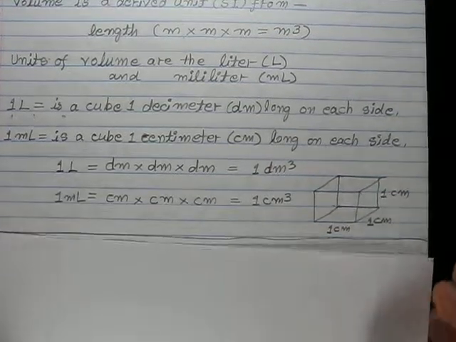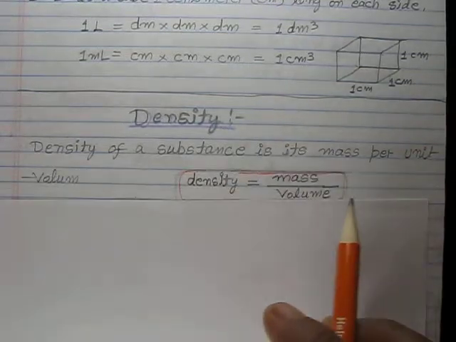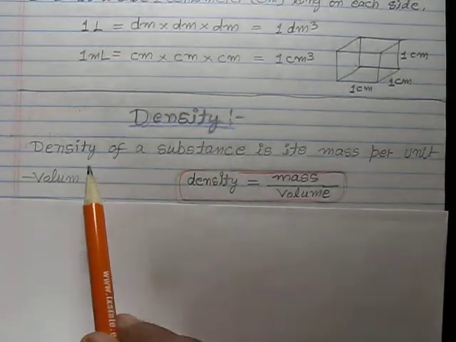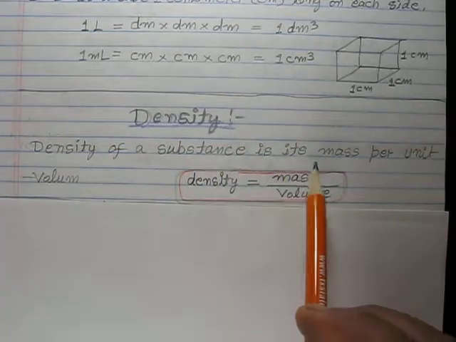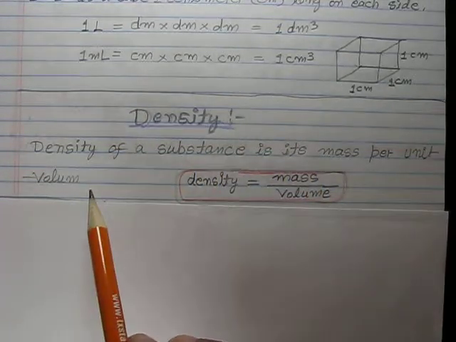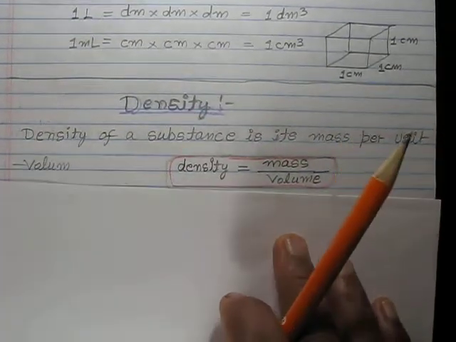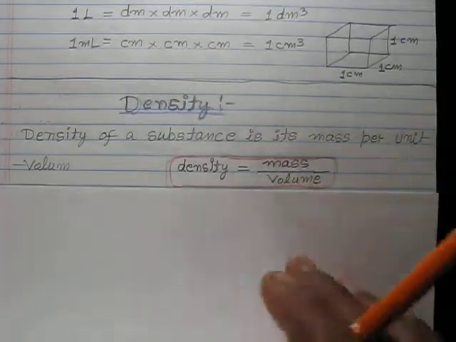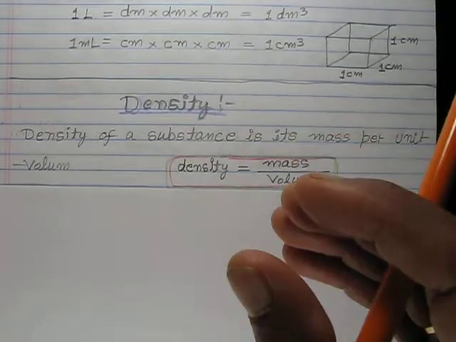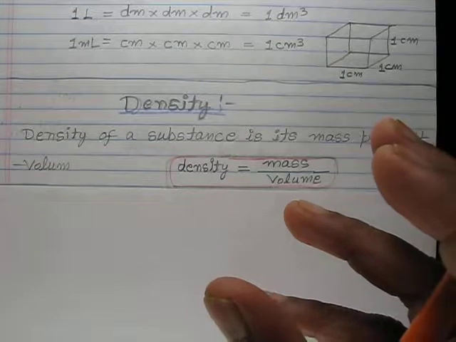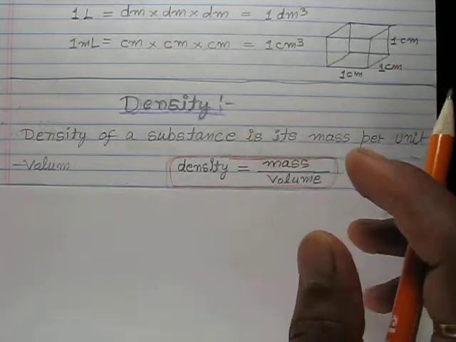So let's talk about the next derived unit, which is called density. The density of a substance is its mass per unit volume. So density means how dense any substance is. If you throw a nail or a block of iron or a rock in the water, it will submerge in the water.